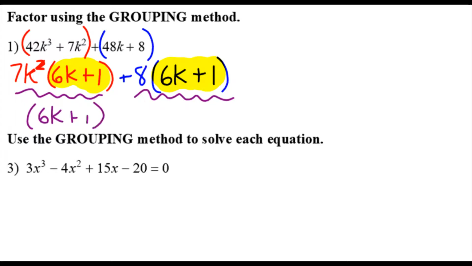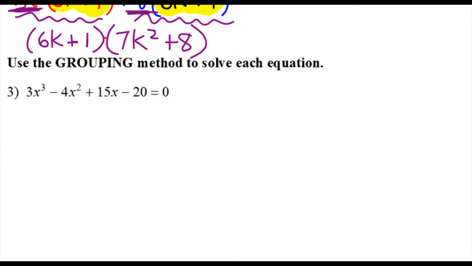And so I think of it as taking out that GCF. But if you took out that GCF, you would be left with just the 7k squared and the 8. And so we're going to do pretty much the same thing as what we've always done on a GCF, but we're left with the 7k squared plus the 8. That is factored. We know it's factored because factored means put it as multiplication. And we've got a term times a term there. 6k plus 1 times 7k squared plus 8. That's factored. That's finished.